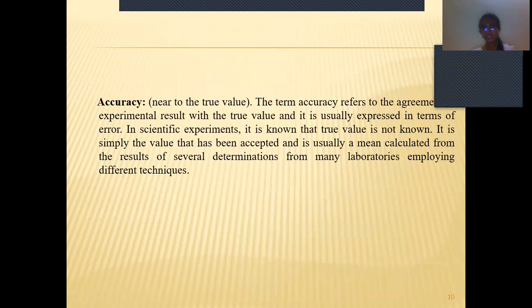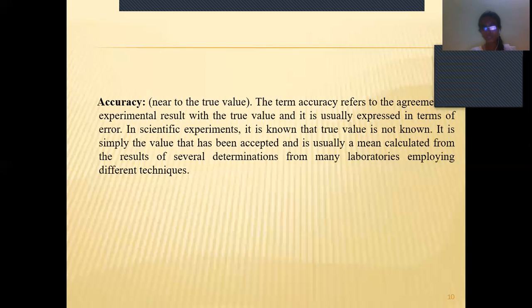Next, accuracy. Accuracy means nearness to the true value. If the value is very near the true value, that is accuracy. For example, just assume that we want the value 100. If we got a result like 99, it is an accurate value. The term accuracy refers to the agreement of the experimental result with the true value, and it is usually expressed in terms of error.